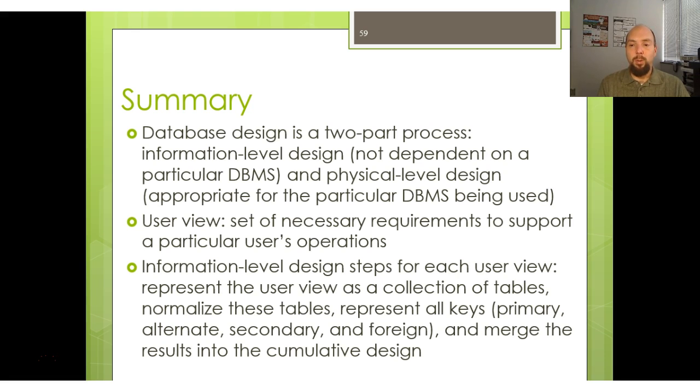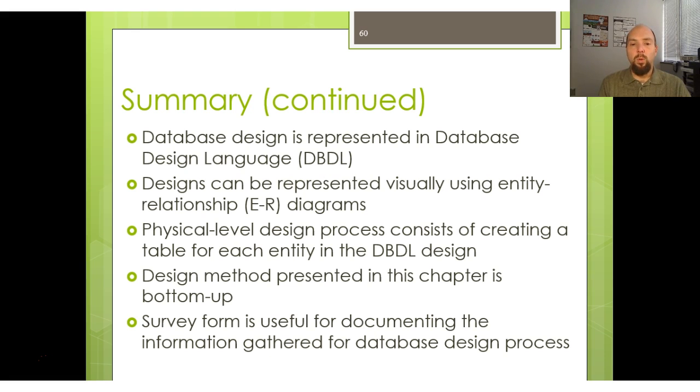For the information level design, we're going to go through and get all of the user views. We're going to try to put those as tables. Once we put those as tables, we try to normalize them. We have to identify all of our keys. And then once we're done, we try to merge those all into one cumulative design. We're going to start listing our databases using DBDL, where we write it out as text, and we list our primary key, alternate key, secondary key, foreign keys, and so forth underneath the table.